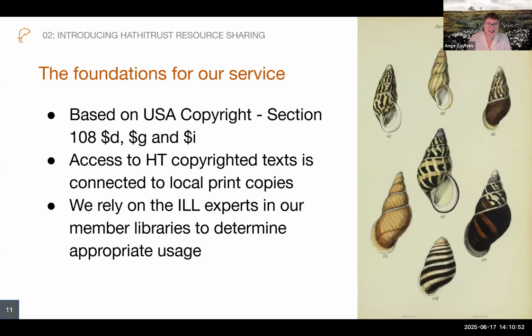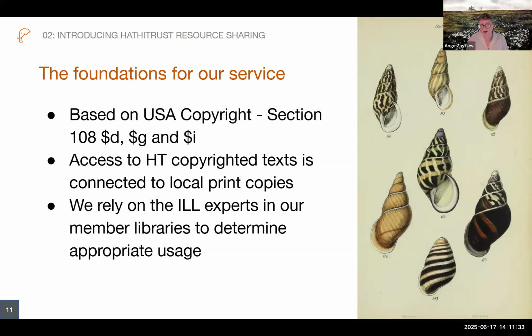Subsection D provides the legal basis for interlibrary loan in the United States, and it specifically permits distribution of an article or a small part of a text. Subsection G warns against systematic reproduction and against using interlibrary loan as a substitution for purchasing books. And subsection I provides exceptions for rights of reproduction for specific formats, so it forbids the distribution of music, pictorial works, or other formats through interlibrary loan.